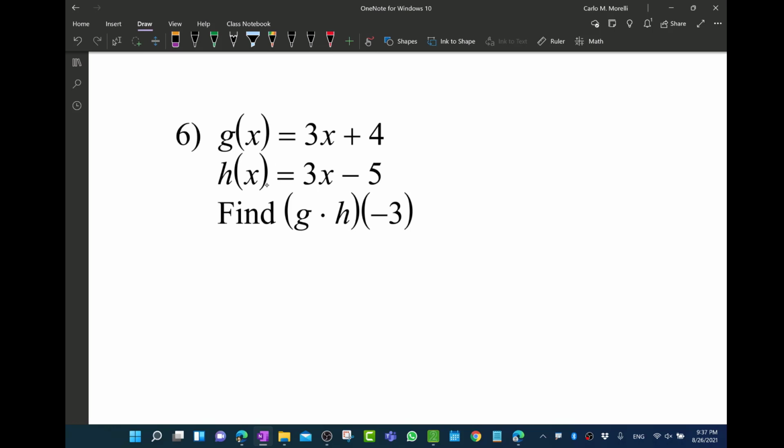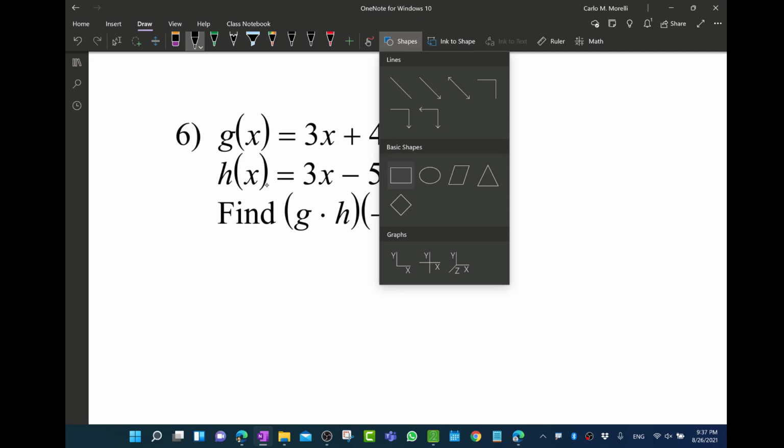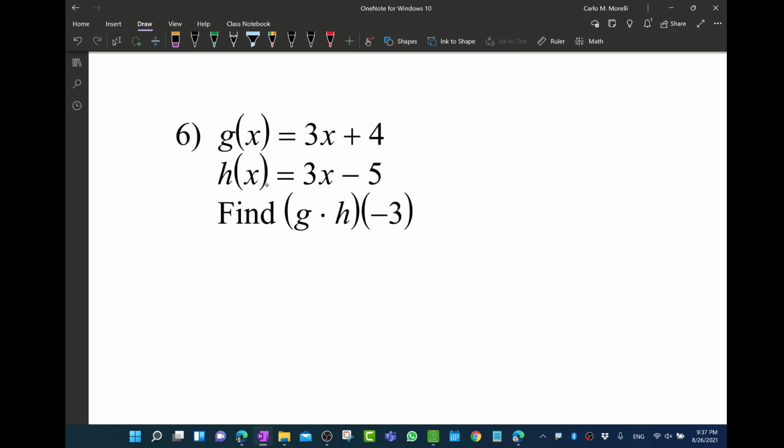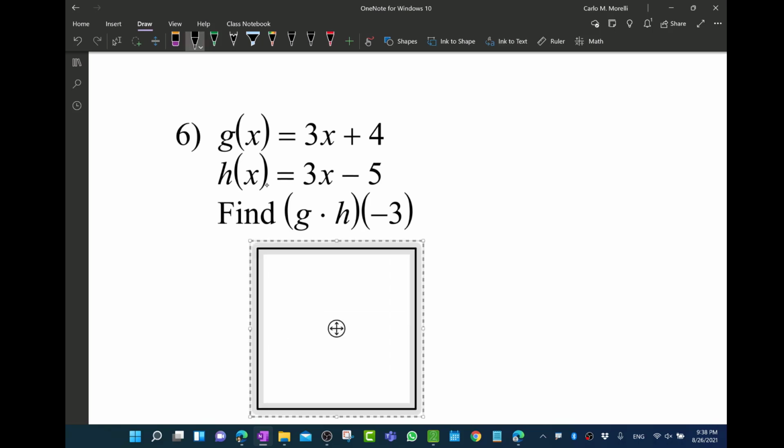Okay, now we're going to take a look at number 6. And on number 6, we're going to, again, multiply the two functions together and then actually evaluate the function at negative 3. So we start, this time I'll use the box method. So we have a binomial and a binomial. So we're going to need like a square shape.